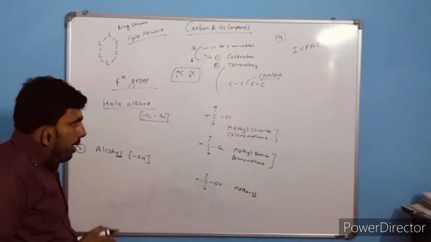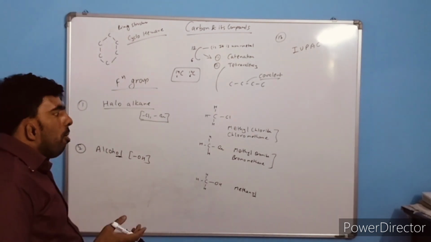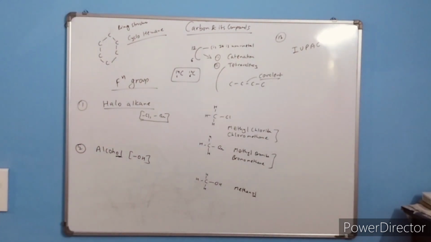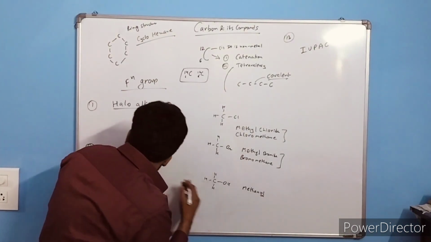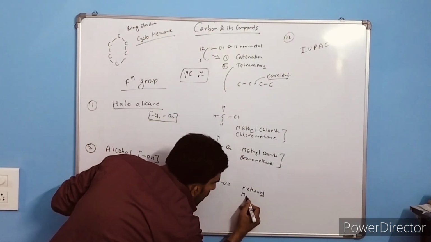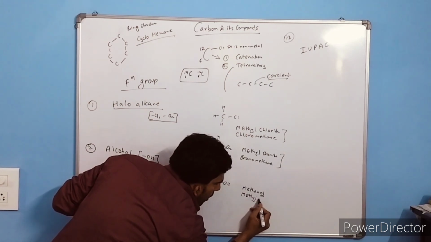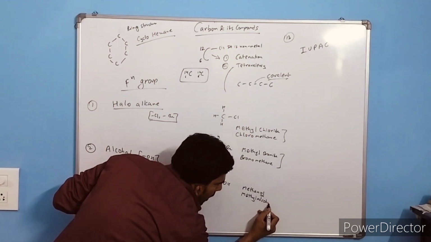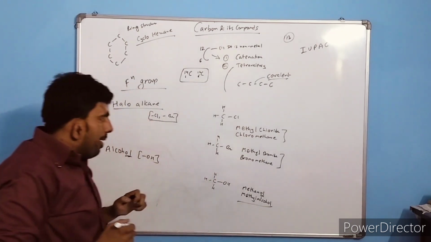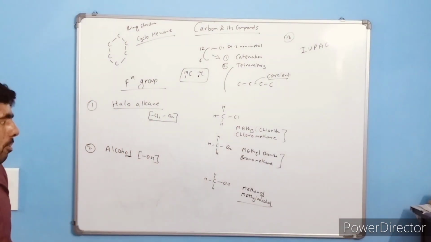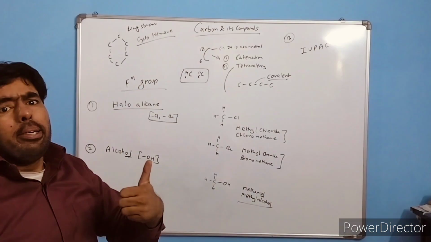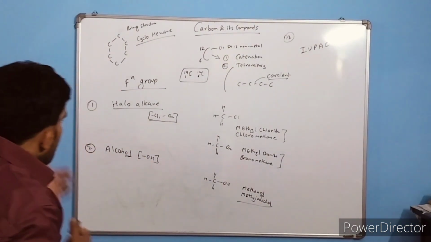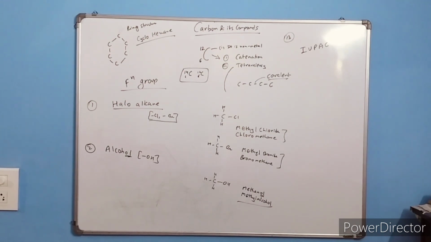Alcohol with nol: ethanol, propanol. What will be its other name? Methyl alcohol. So now we know that these compounds have two names: one chemical name, another one common name. Now we'll move to another functional group.